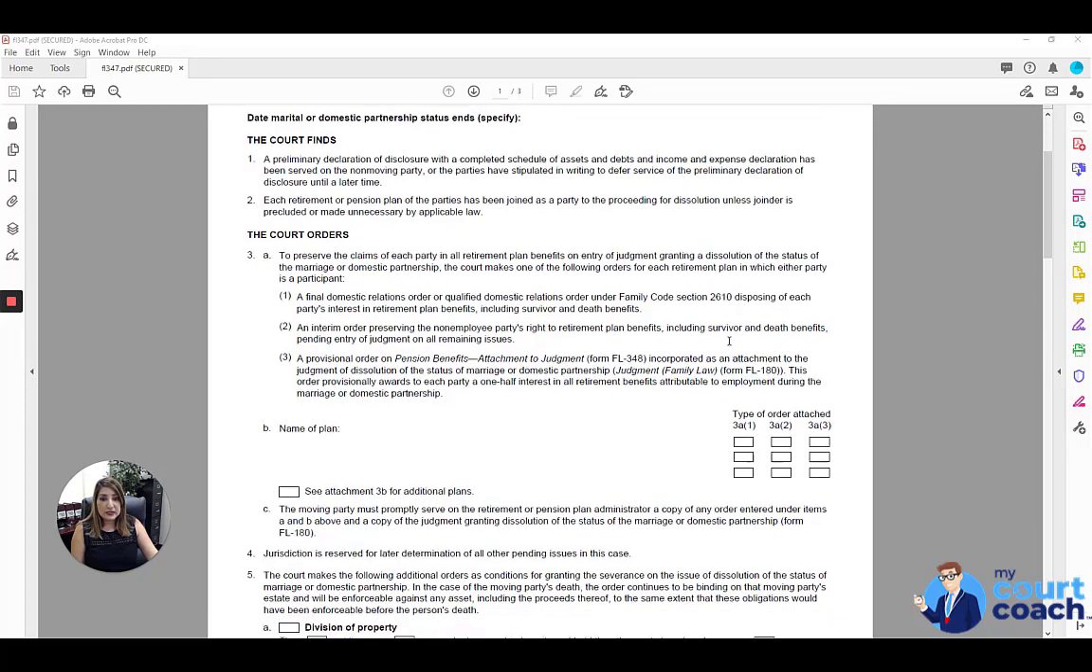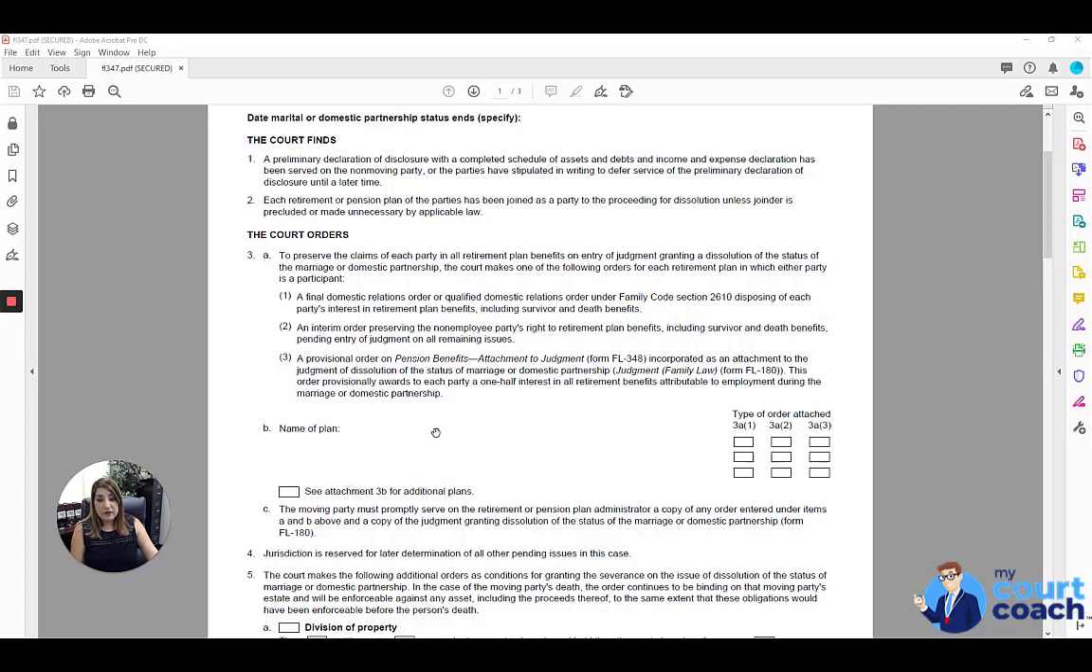Either the court is making a final determination of the division of that retirement plan and is dividing it, or they are making an interim order just stating that each party's right to those retirement plan benefits are preserved, or they're making a temporary order awarding one party a 1/2 interest of the retirement benefits, and that's just to preserve those funds until a final decision can be made.